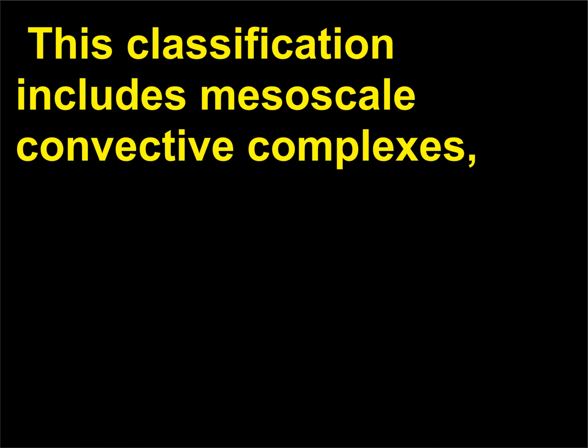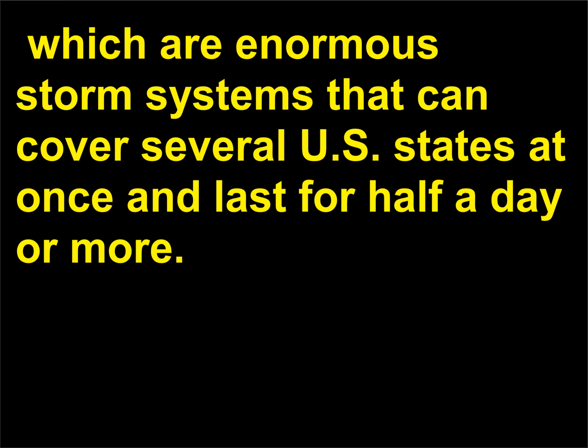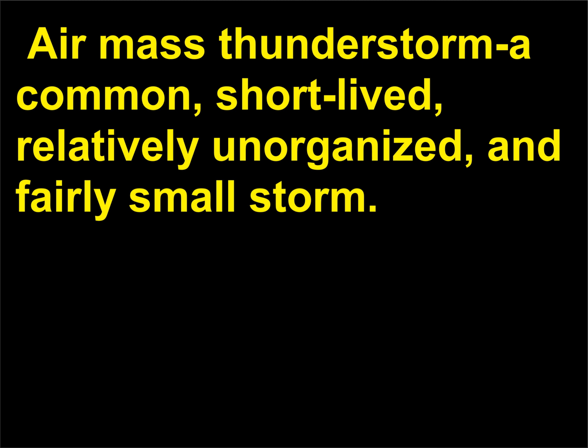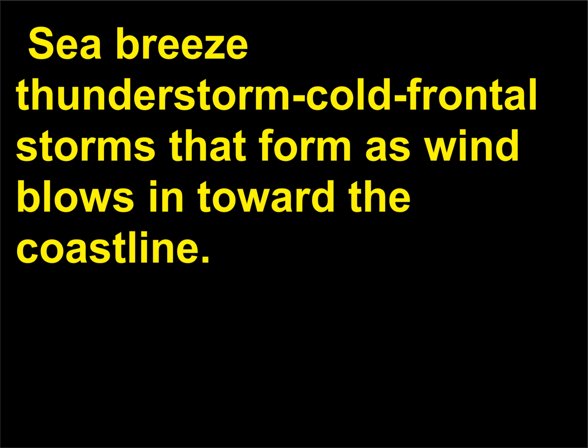This classification includes mesoscale convective complexes, which are enormous storm systems that can cover several U.S. states at once and last for half a day or more. Air mass thunderstorm, a common, short-lived, relatively unorganized, and fairly small storm. Sea breeze thunderstorm, cold frontal storms that form as wind blows in toward the coastline.